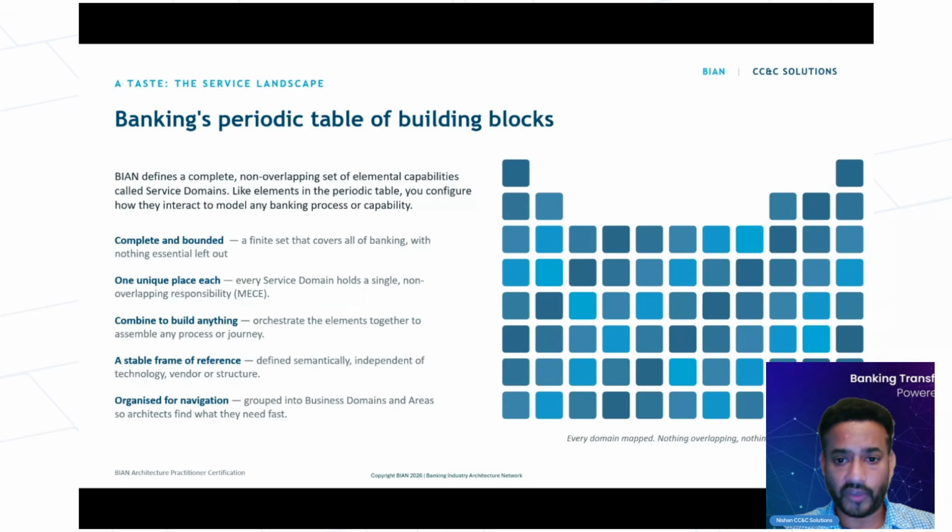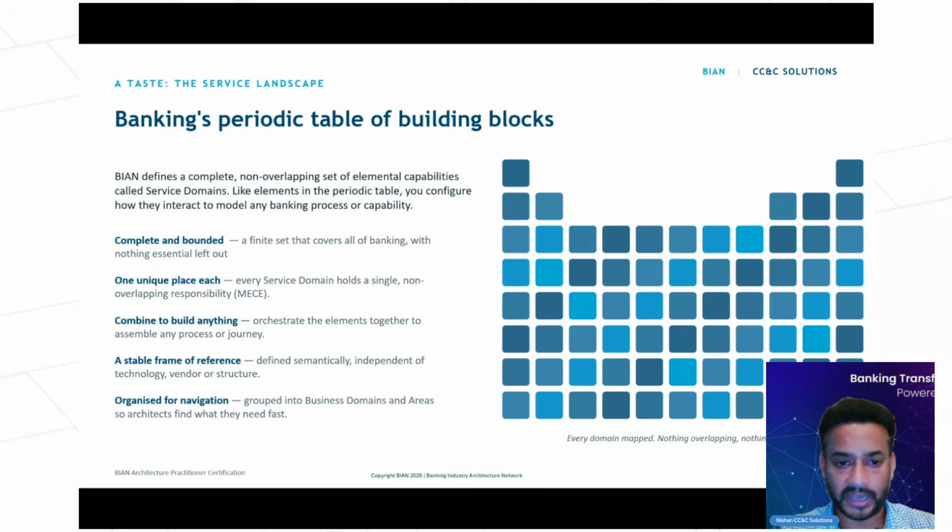So one of the first things you'll learn about BIAN is that it is made up of a set of standardized building blocks. These building blocks are business capabilities. They're not technology systems or technology processes. These are banking capabilities, but they've been defined in such a way that they are non-overlapping and that they collectively describe the entire bank. And that's actually not as easy to do as you might think, right?